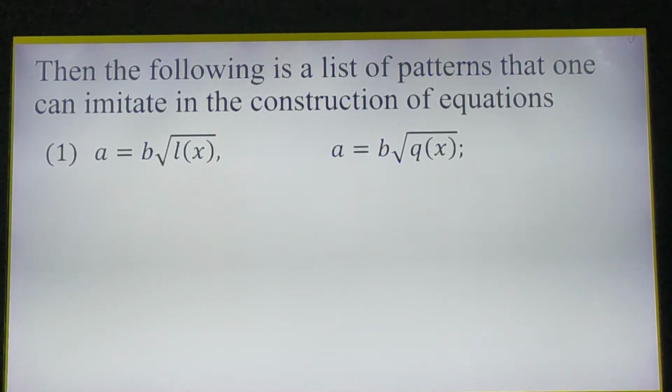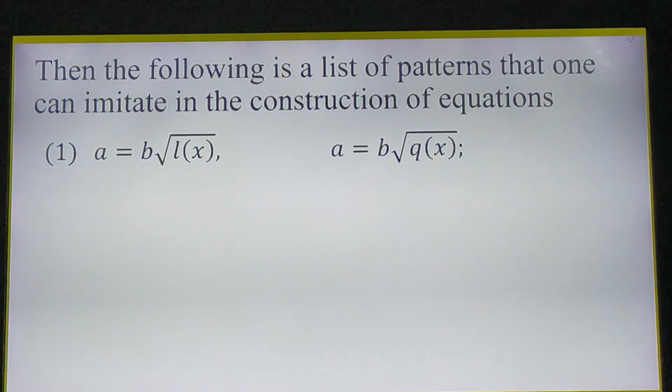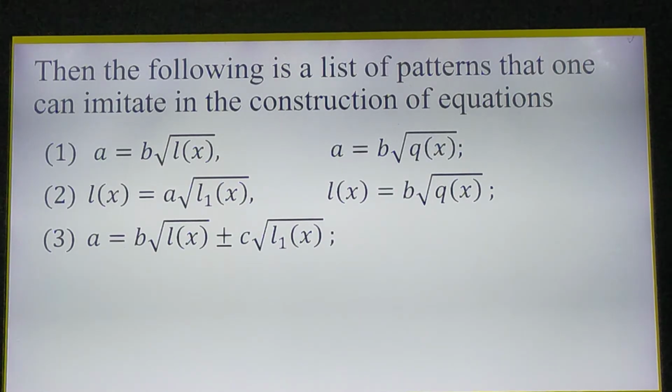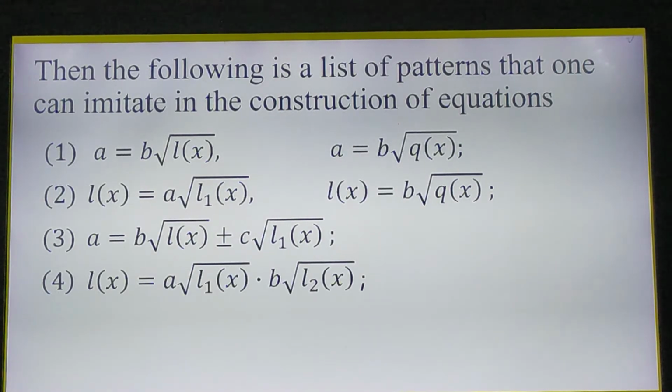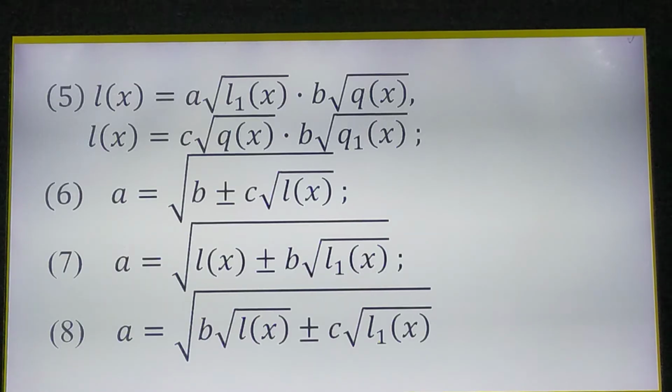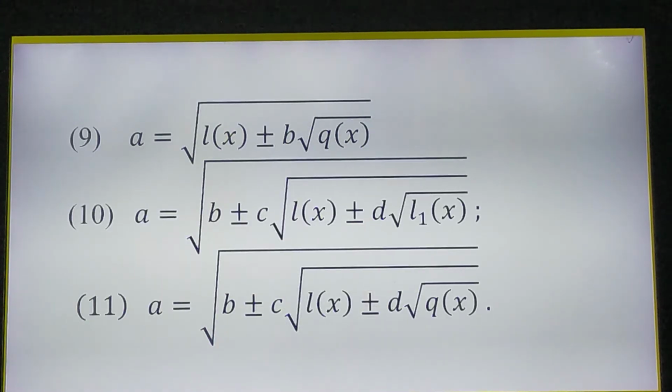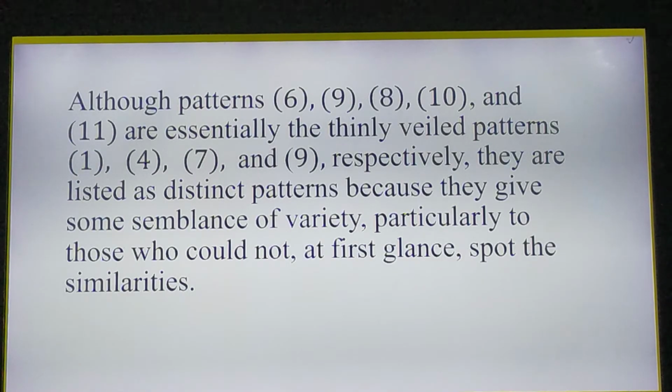So the first one, very simple: a is equal to b times the square root of l of x, and the other one, a is equal to b times the square root of q of x, which is a quadratic expression. Then we have the second, the third pattern, the fourth, fifth, there are two, sixth, seventh, eighth, we have ninth, 10th, and 11th patterns.